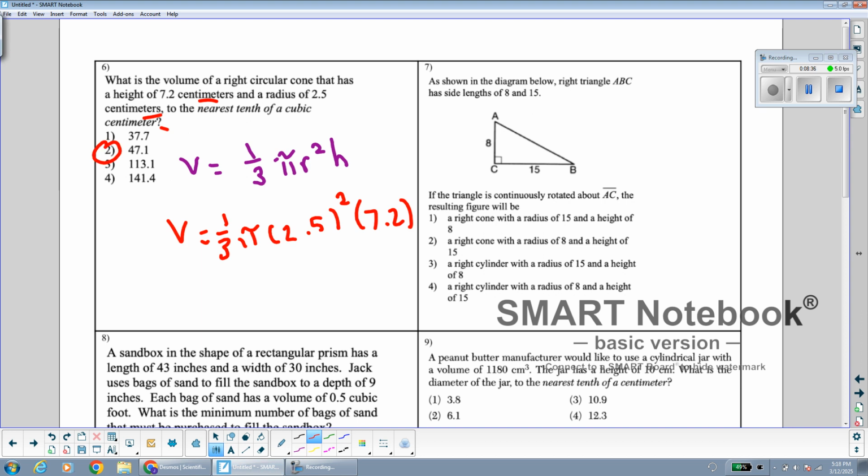As shown in the diagram below, right triangle ABC has side lengths 8 and 15. If we're continuously rotating around AC, what will the figure be? So it's going to be a cone. So goodbye, answer choices 3 and 4. And it's going to have a height of 8, and it's going to have a radius of 15. That's answer choice number 1.